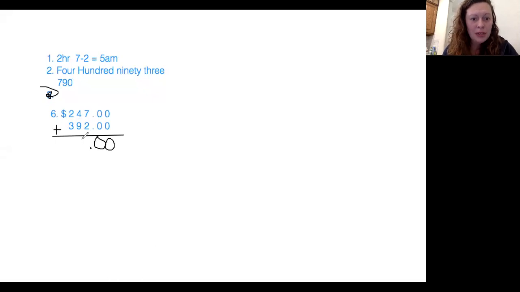And then 7 plus 2 equals what? That's right, 9. 4 plus 9, because we're adding the nines, is 13. So we have the 3, and then we carry the 1, and 1 plus 2 is 3, and 3 plus 3 is 6. All right, what am I missing on this sum? Yes, the dollar sign. That's correct.